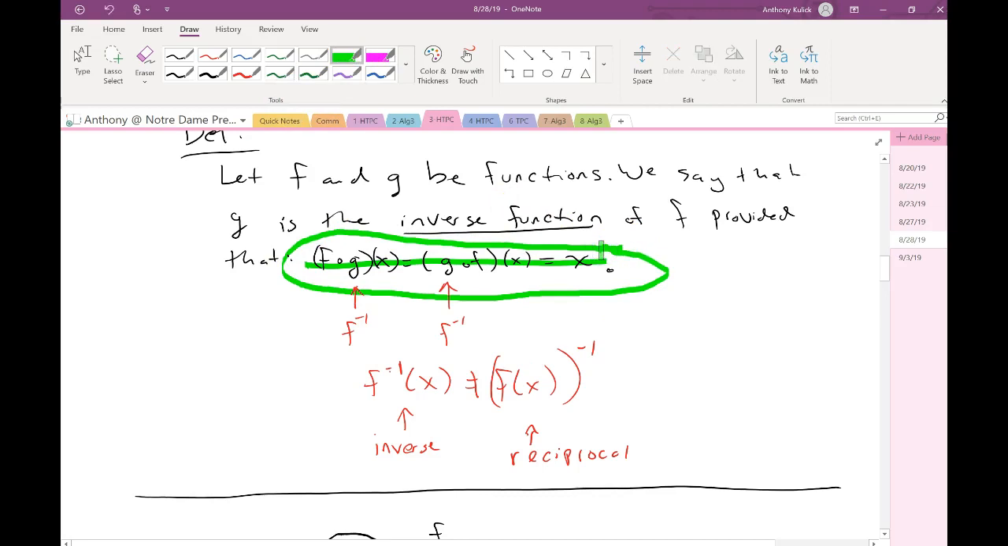We have that f and g are inverses, provided that f compose g of x equals g compose f of x, which is equal to x. So this is the best way, and really the most efficient way, to prove that these two things are inverses. If I want to verify that the two functions I found are inverses, this is the way to go about it.